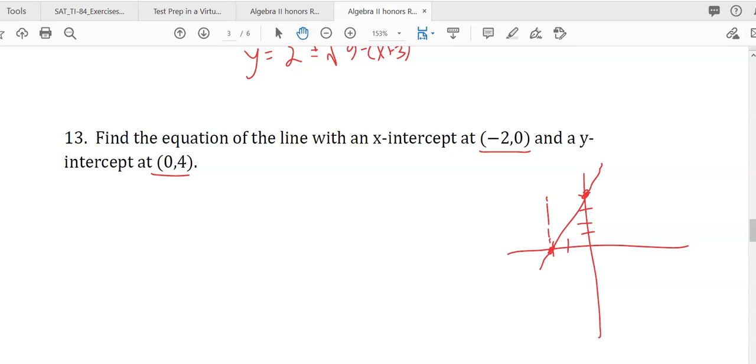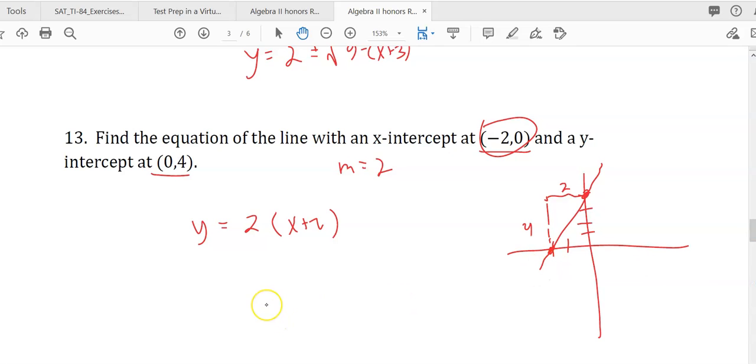You go up 4 units, that's positive. To the right 2 units, that's positive. So it should be 4/2 or a slope of 2. So I've got a slope and I've got a point. That's all I need, right? y minus 0 equals m, which is 2, times x minus -2, or x plus 2. And you've got it.